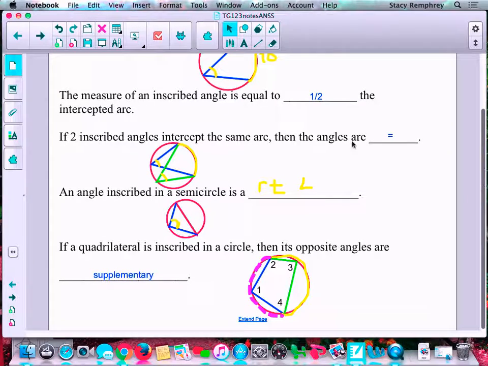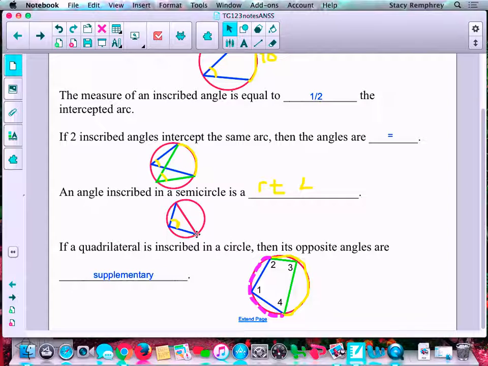For the next theorem, if two inscribed angles intercept the same arc, then the angles are equal, or congruent. If you look at the blue angle here, it intercepts the yellow arc. The green angle also intercepts the yellow arc. Well, we know these angles are half the intercepted arc, so they're half of the same thing, therefore they have to be equal.